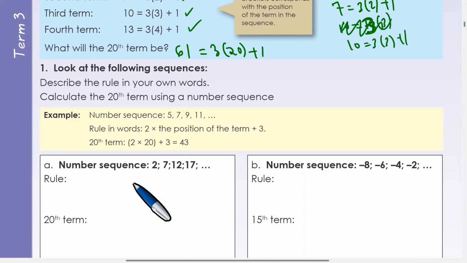Okay. Here, what is the rule? The number sequence is 2, 7, 12, 17. By how much is it increasing? Is it increasing by 5? Yeah, it increases by 5.